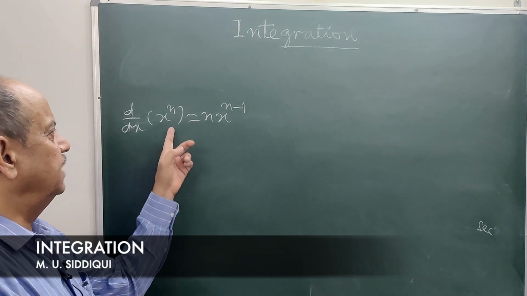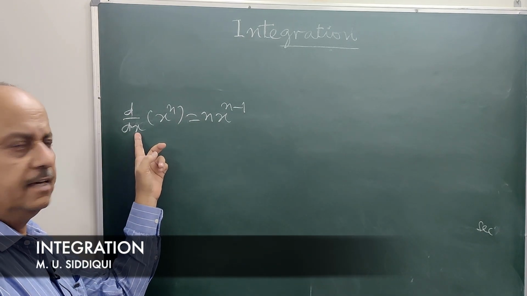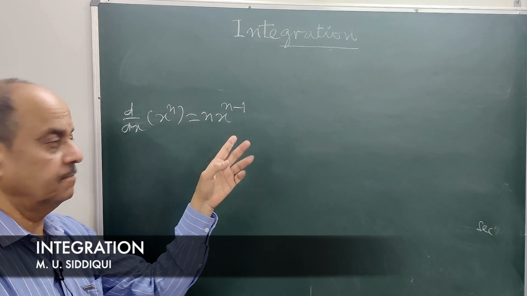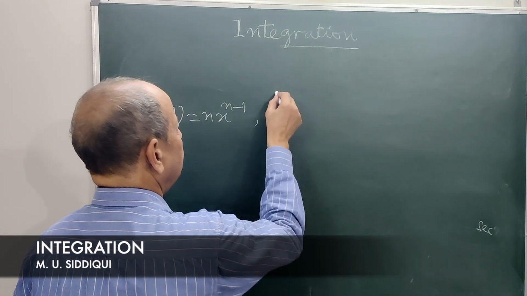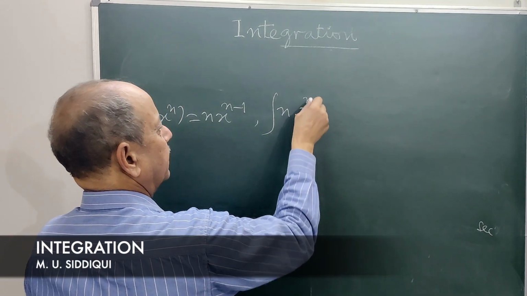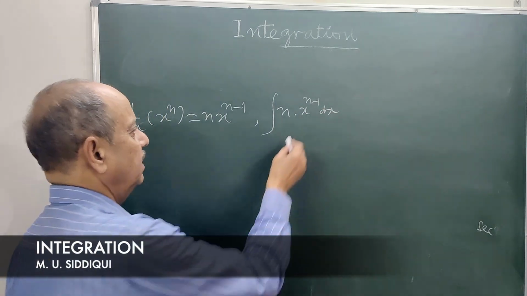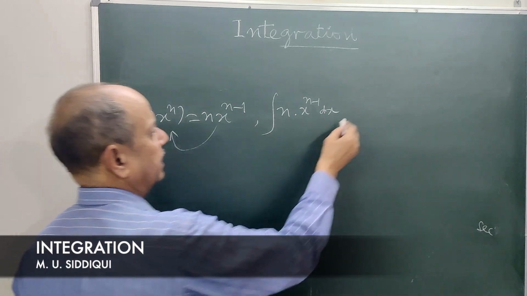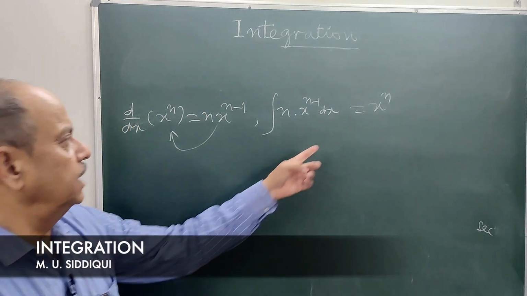Differential coefficient of x to the power n, where x is the variable with respect to which we are differentiating and n is any constant, was equal to n x to the power n minus 1. So, if you translate this, n times x to the power n minus 1 to be integrated with respect to x will become equal to x to the power n.